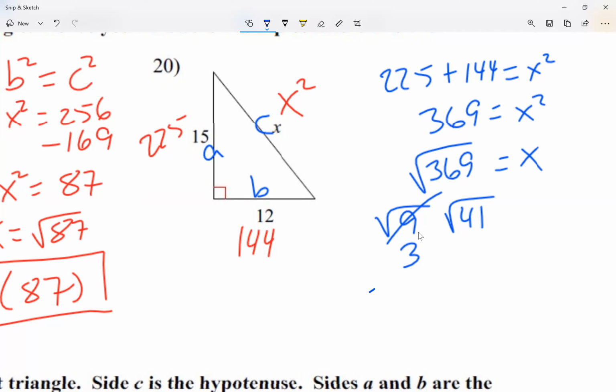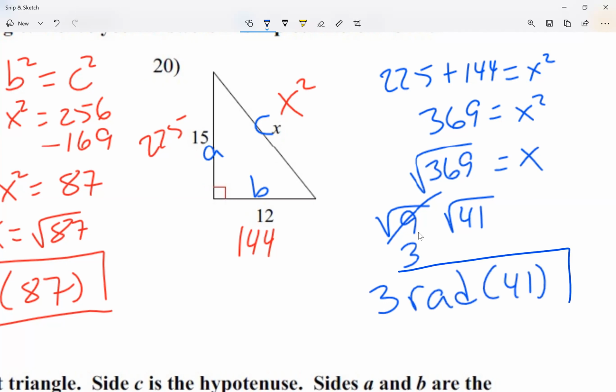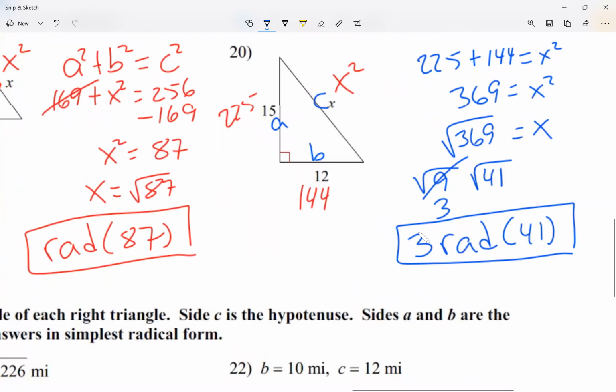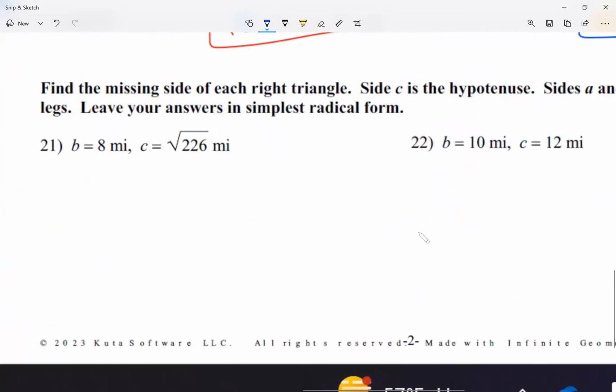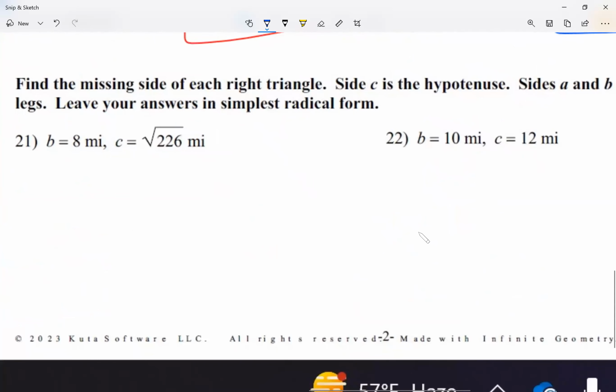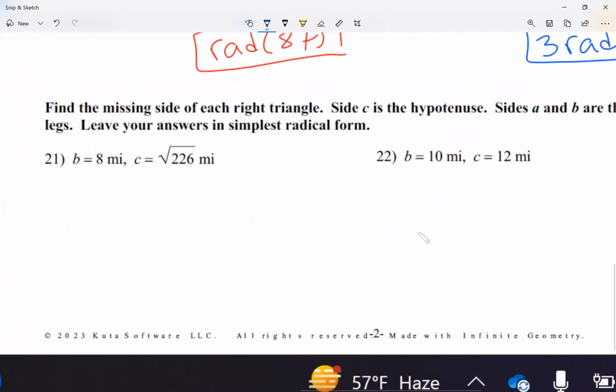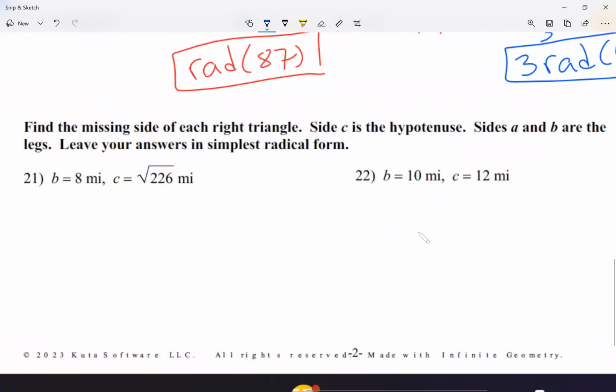The way I'm going to type this will be 3 radical 41. Same idea, but without pictures. Find the missing side of each right triangle. Side C is the hypotenuse. Sides A and B are the legs. Leave your answers in simplest radical form.